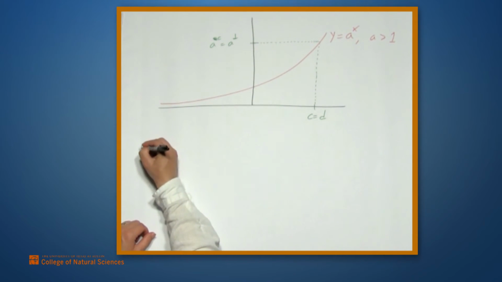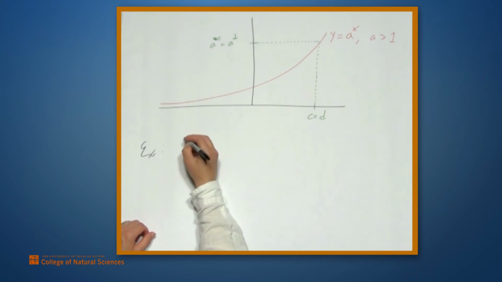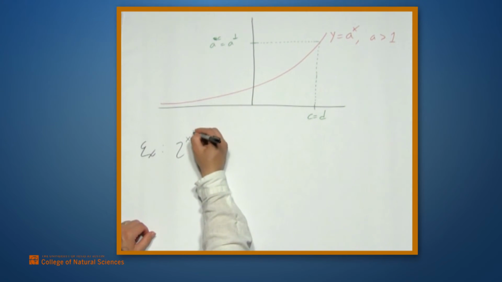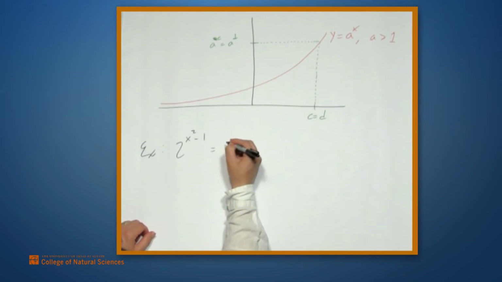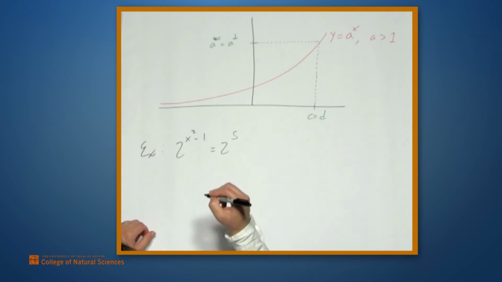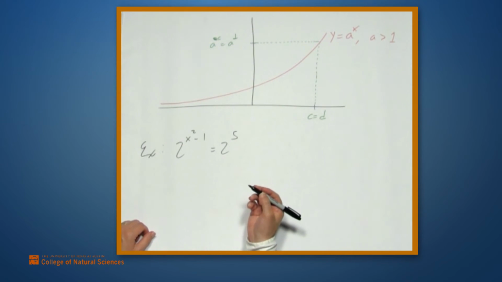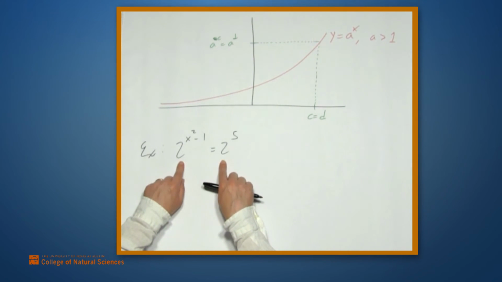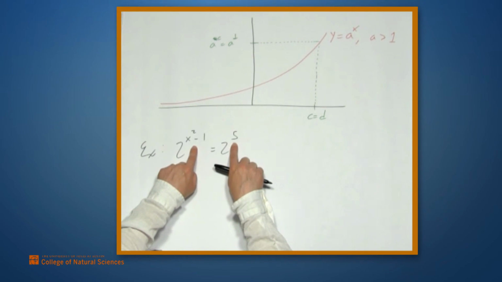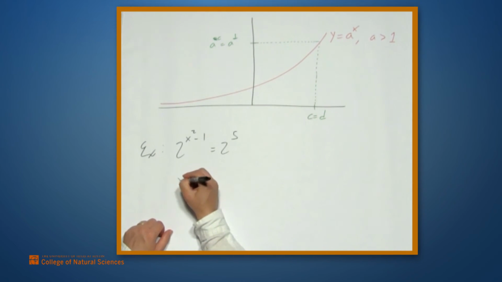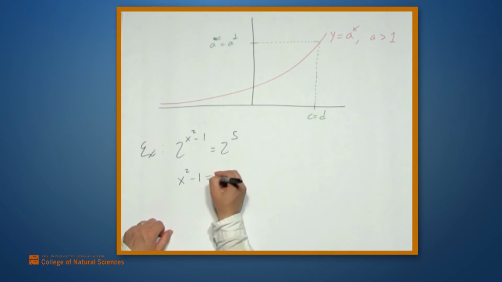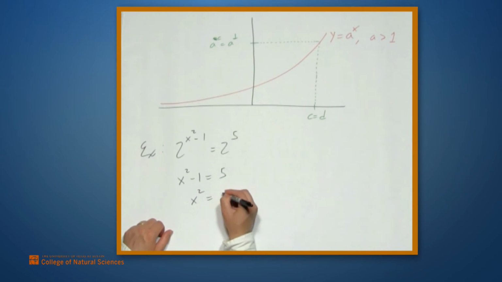So let's look at another example. Let's say 2 to the x squared minus 1 equals 2 to the 5th. These expressions are the same, so that means that the exponents must be the same. So we get x squared minus 1 equals 5. So x squared equals 6. So x is plus or minus the square root of 6.